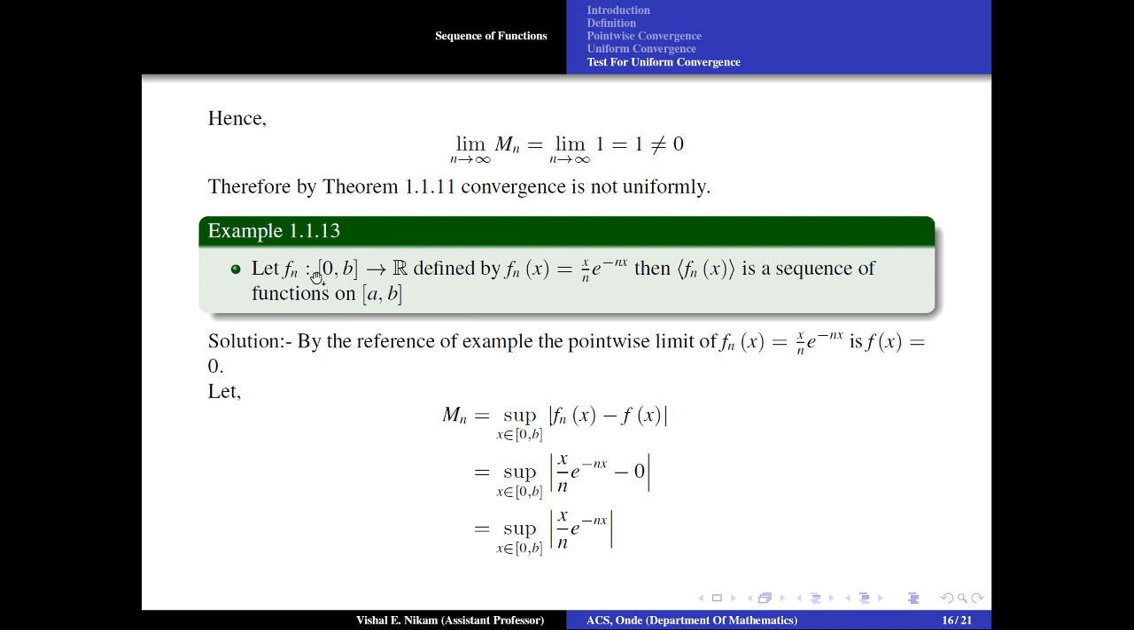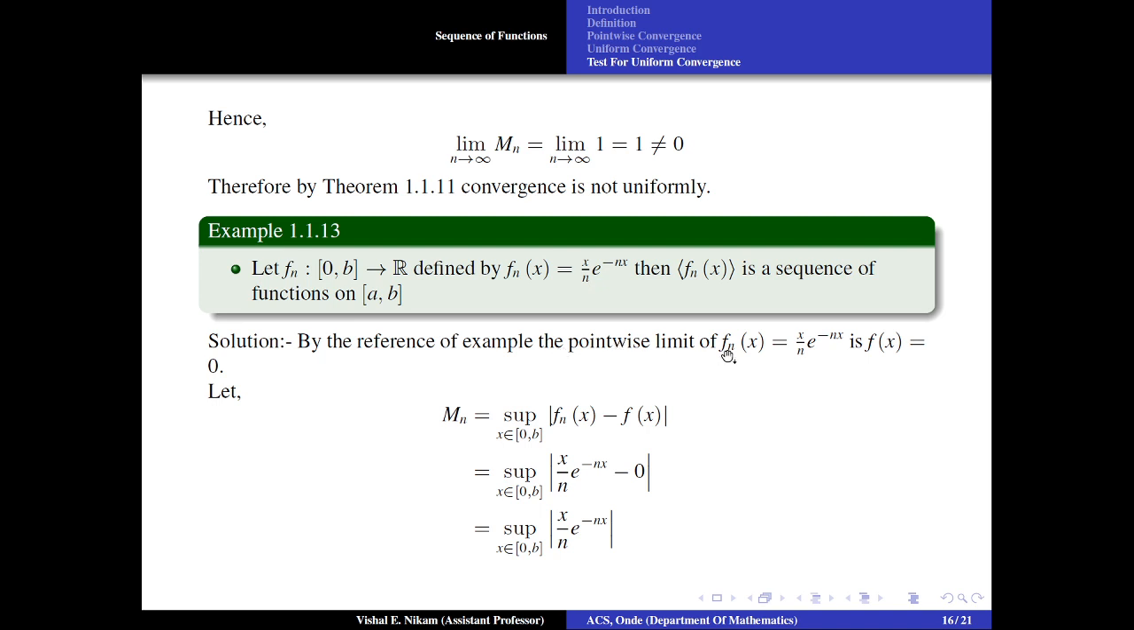Next example: let Fn be defined from 0 to b; here the domain is 0 to b. What is the sequence of functions? Fn of x is x by n into e to the power minus n. You can take any domain for this sequence of functions. Then Fn of x is a sequence of functions on [a, b]. Now let us check whether the convergence is uniform or not.